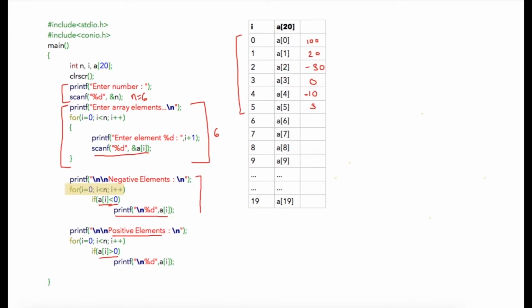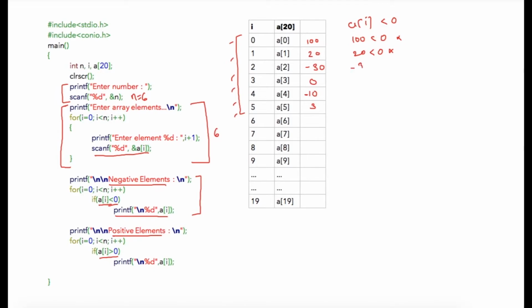Then in the second loop, we are going to print negative elements. So iteratively, we'll be checking all these values. So a of i less than 0 is our first condition. In the first iteration, a of 0, which is 100, less than 0 is a false condition because 100 is not a negative number. So this will not be printed. Similarly, 20 less than 0 will also not be true.